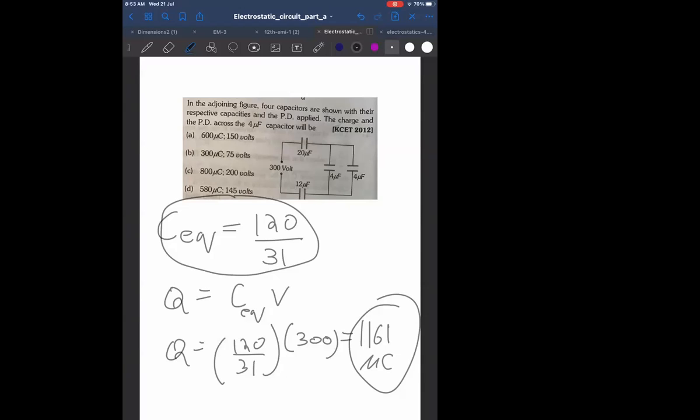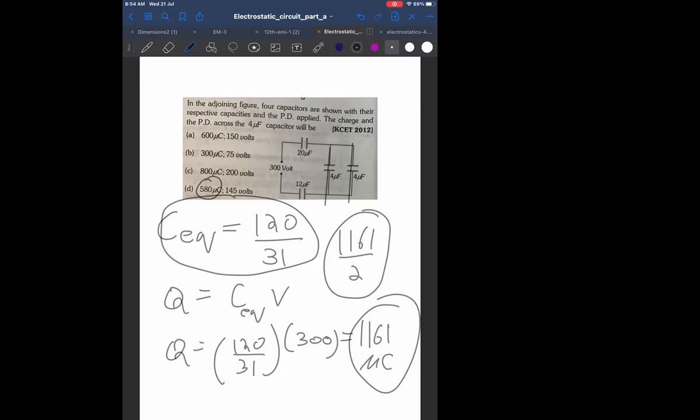Now can I say the total charge across the 4 microfarad capacitors, since they are 2, I think the total charge will be 1161 by 2. 1161 by 2 will be 580. Check where you are getting this. The charge across the 4 microfarad will be 580. Tell me, are you getting 1161 by 2? Yes, sir. Raju, correct. Others try to answer.